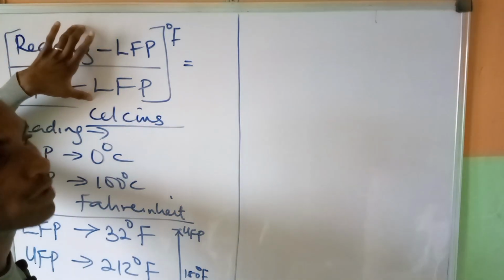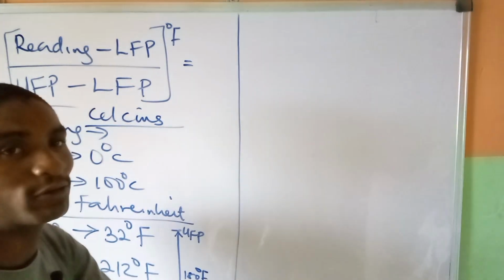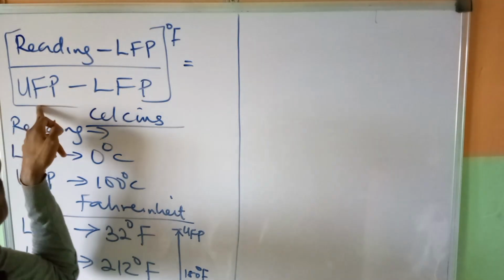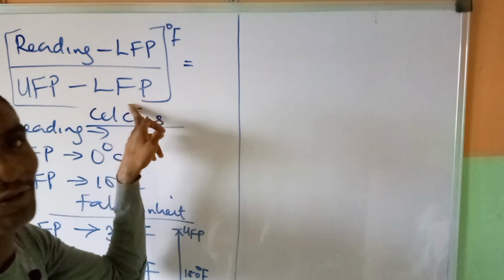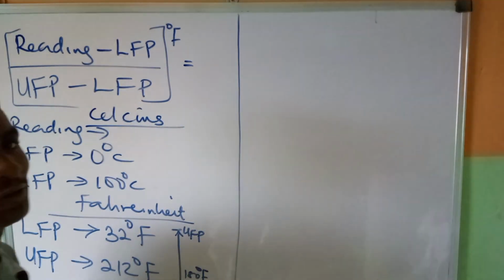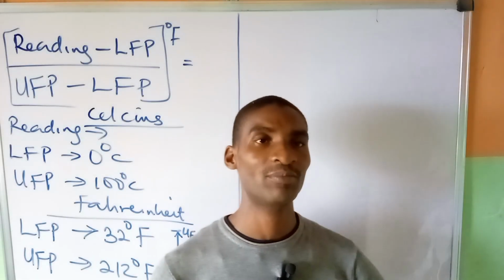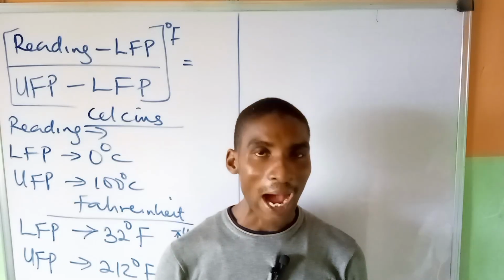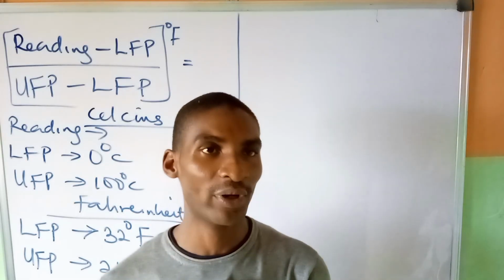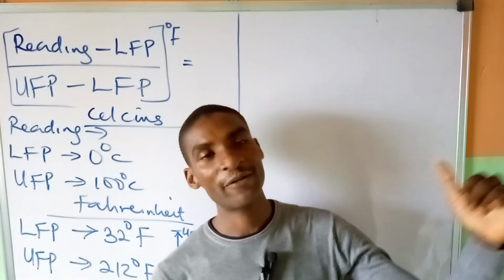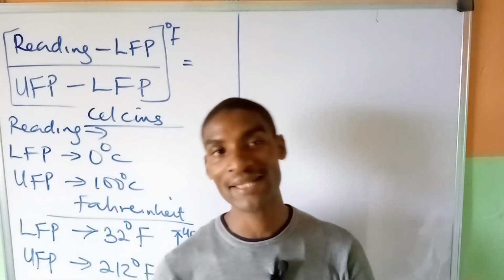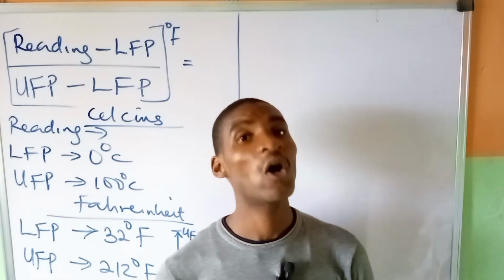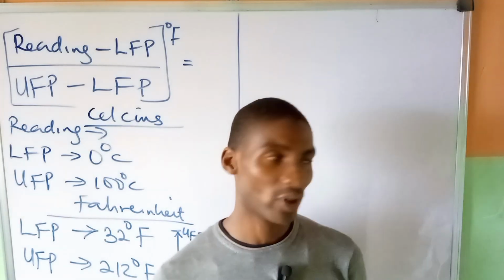So this formula is applicable to any kind of calculation you want to do. Reading minus lower fixed point, divided by upper fixed point minus lower fixed point. And what do I mean by the upper fixed point and the lower fixed point? Minimum value, the maximum value. The minimum value is also called the lower fixed point, and it can also be called the lowest point. While the upper fixed point is the maximum value in that scale, and it can also be referred to as the steam point or the boiling point.